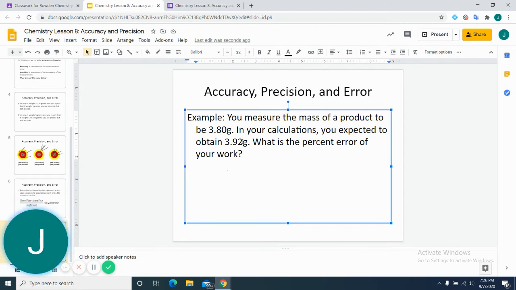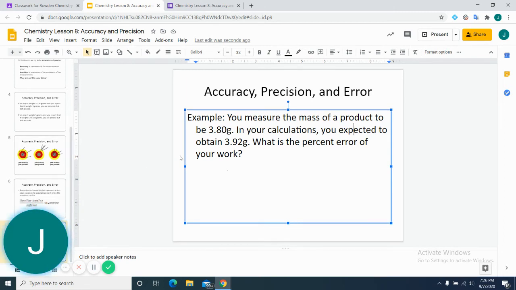When you calculate something ahead of time, that's what should have happened. Imagine if you go to cook something, you'll have a recipe that says this amount of butter and this amount of flour and this amount of chocolate chips, and it'll make this exact amount of cookies. That's the expected or the accepted value. And however many cookies you actually end up with is your observed value. What happened? Your little brother ate some or something messed it up. So in this problem, the 3.80 is the observed value, and the 3.92 is the accepted value. That's what should have happened.